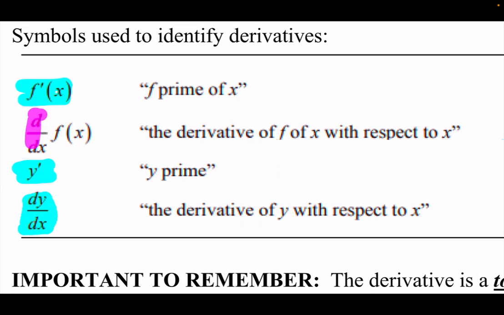This guy is an action. You need to find the derivative. You need to find it. I don't know it yet. So when you see d over dx, that means, what's the derivative? You got to tell me. If you see any of these primes or dy over dx, it means I already did it. Here's the answer. Okay? That's the difference between them.